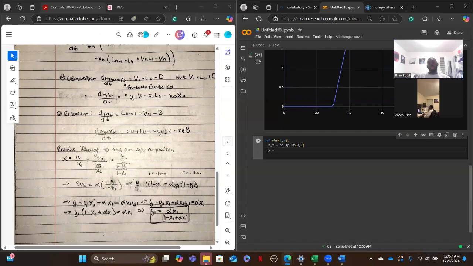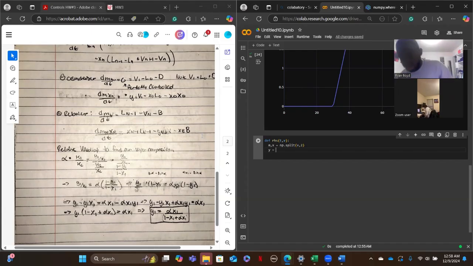Once we have similar terms, we can then do algebra to get y1 by itself. So we'll multiply denominators on both sides. Then we'll do some algebra. And then from there, as you see, we get that y1 is equal to our alpha times x divided by 1 minus x plus alpha times x.